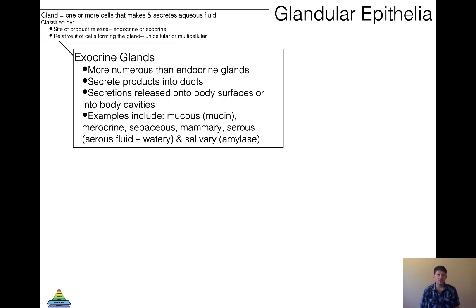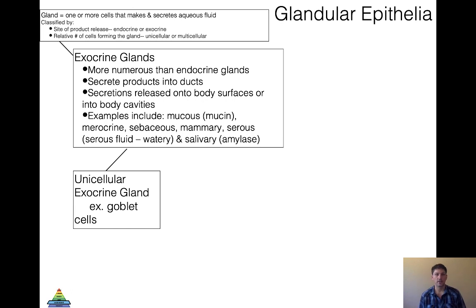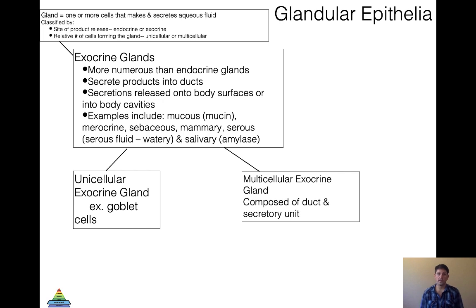We have serous glands that are producing serous fluid, and salivary glands. And we can break those into unicellular. So our goblet cells that we see within simple columnar and pseudostratified are single-celled glands that exist within our tissue. Pretty cool, right? And so they're secreting their mucus to the surface of whatever structure they're lining.